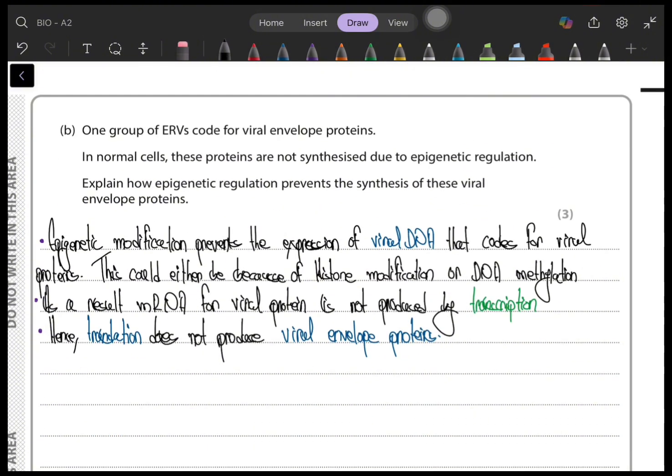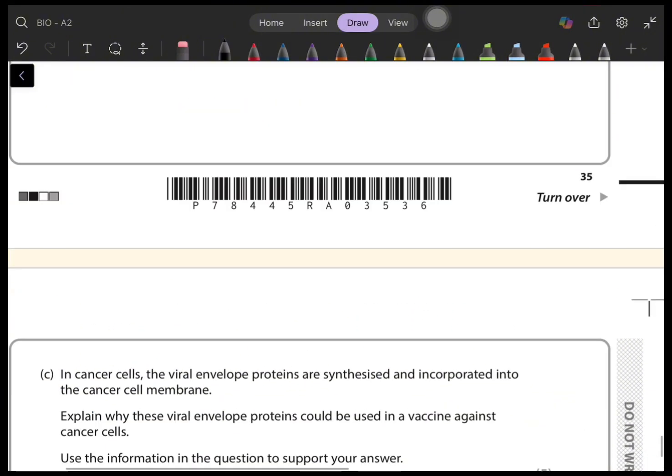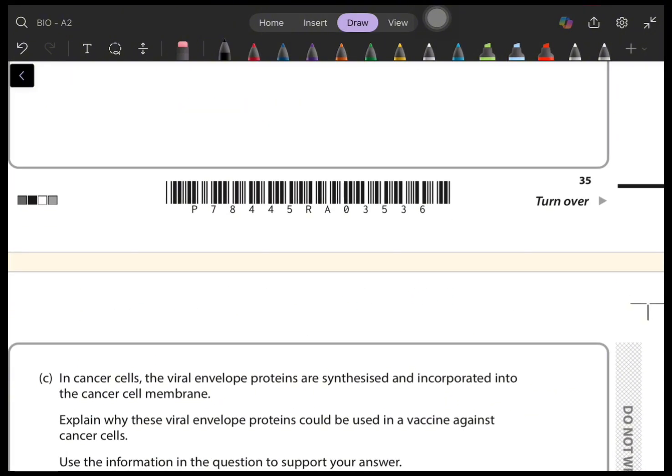Epigenetic modification prevents the expression of viral DNA that codes for viral protein. This could either be because of histone modification or DNA methylation. As a result, mRNA for viral protein is not produced by transcription, and hence translation does not produce the viral envelope proteins. In cancer cells, the viral envelope proteins are synthesized and incorporated into cancer cell membranes.